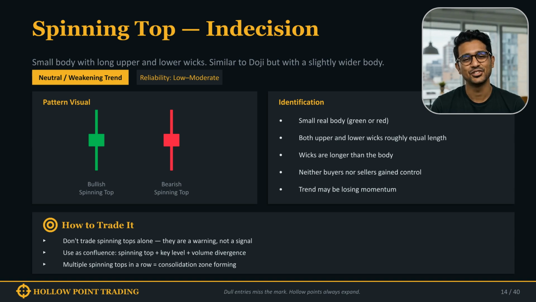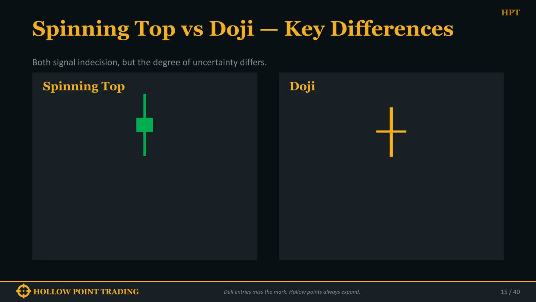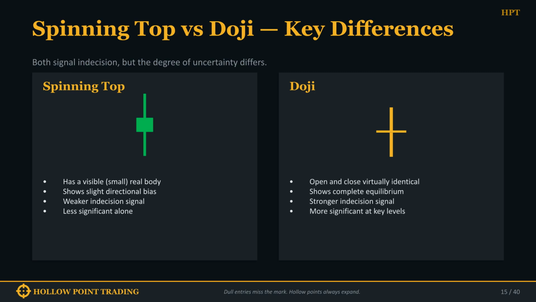The spinning top signals indecision, with a small body and long upper and lower wicks of roughly equal length. It is a warning, not a signal, and is best used with confluence like key levels or volume divergence. The key difference between a spinning top and a doji is the real body size. Spinning tops have a small but visible body and show slight directional bias. Doji have virtually identical open and close prices, showing complete equilibrium and a stronger indecision signal.